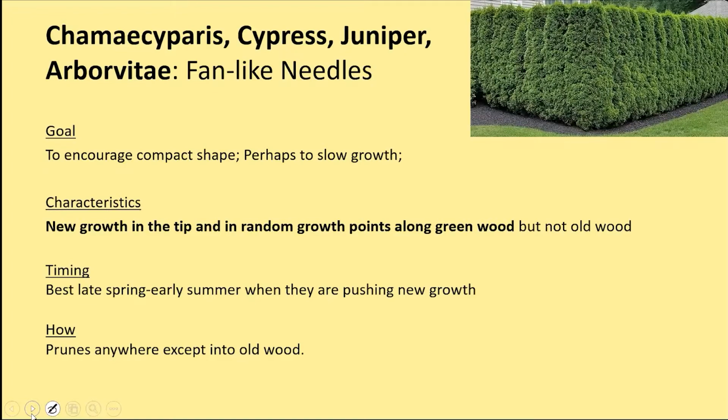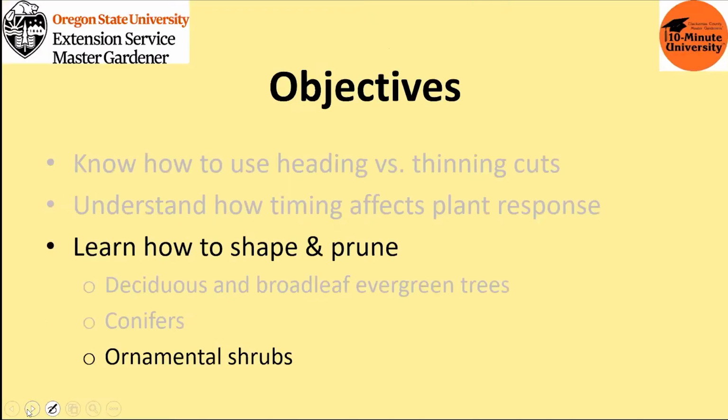And the final group of evergreens are the plants that are often used for hedges. Now, they have new growth in the tip and in random growth points along the green areas. So anywhere that you see green, you may cut into and you will see new growth, but not into old wood. And it's probably best to prune them when they are pushing new growth. So again, you don't end up with a cut that looks quite unsightly.